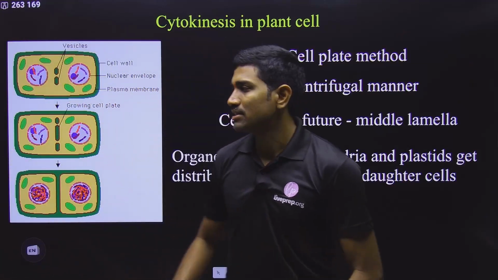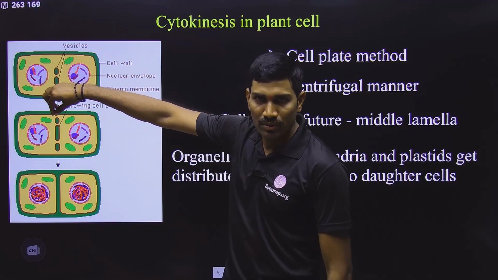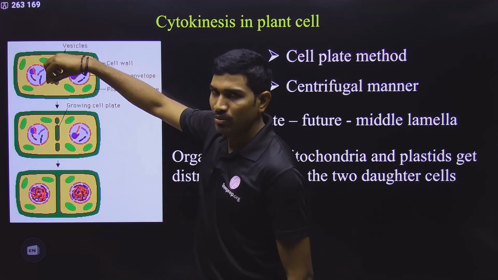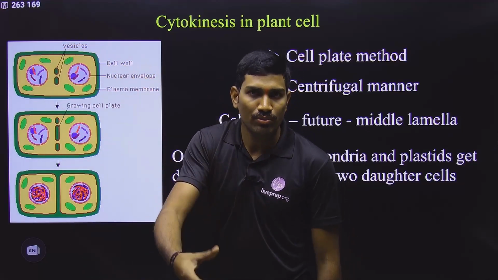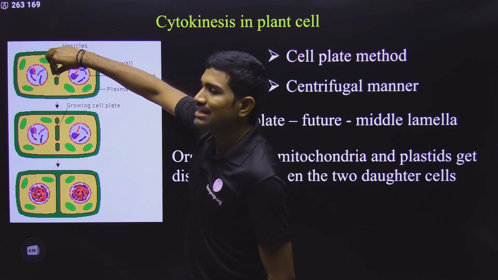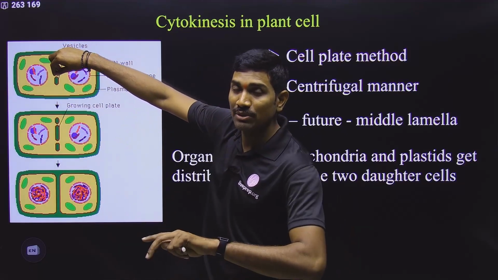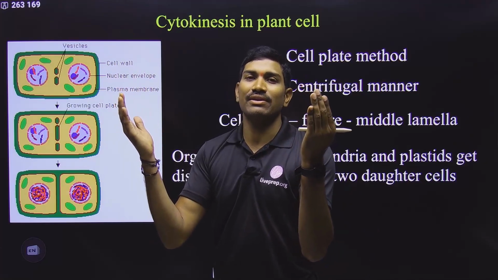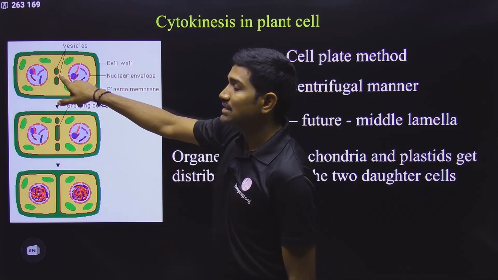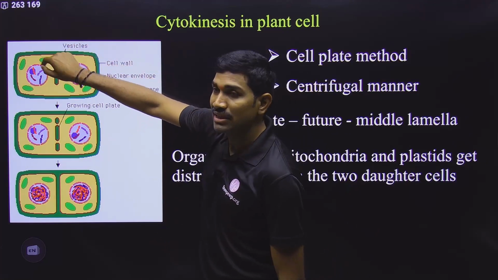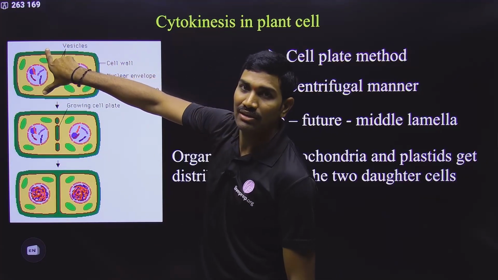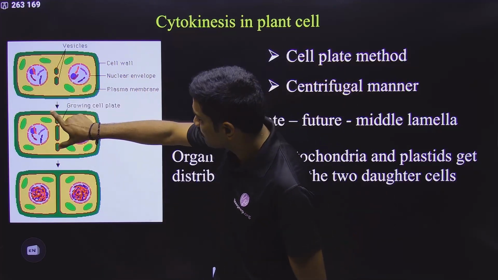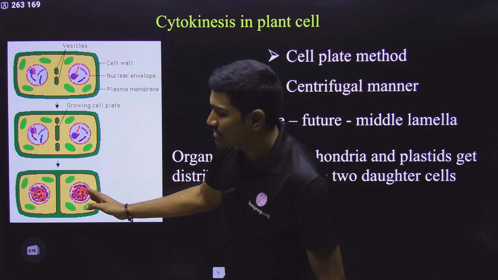But in the case of plant cells, some microtubules, some vesicles and some components are arranged at the center of the cell. I am not going into more detail because it is a complicated mechanism. It is the opposite: in animal cell cytokinesis, the furrow starts at the surface and comes to the center. But here the cell plate is formed at the center. Then it extends outward till it touches the existing cell walls. In this way it keeps growing and finally divides the cell into two.